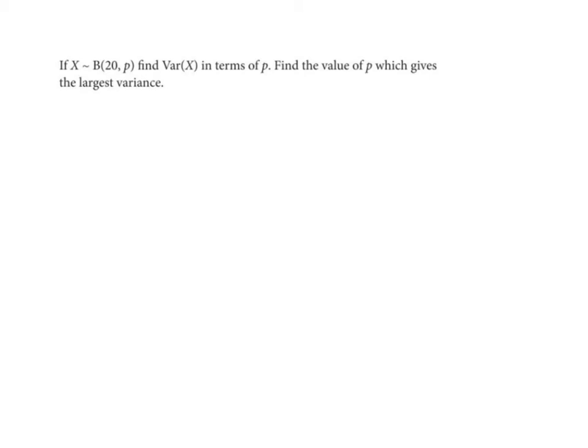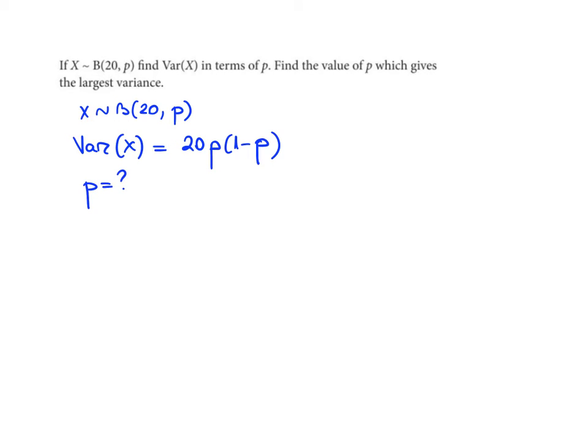We are going to try now this question, so I'm inviting you again to pause the movie and try the question by yourself. X is binomially distributed with 20 and p. Find variance of x in terms of p. So variance of x is going to be npq, and q is 1 minus p, 1 minus probability of success. Find p such that the variance is the largest, so 20p(1 minus p) has a maximum value. So see how variance is actually a function of p.